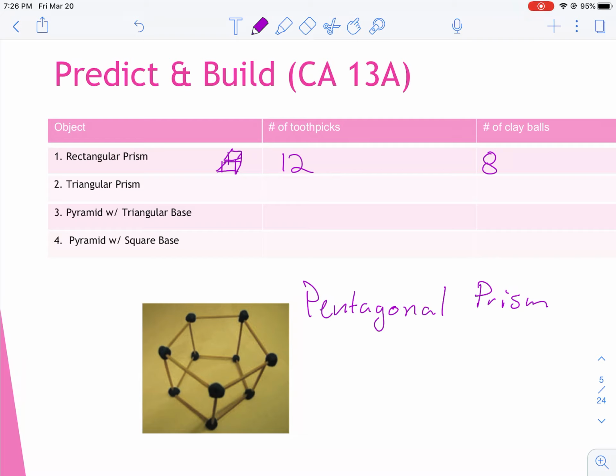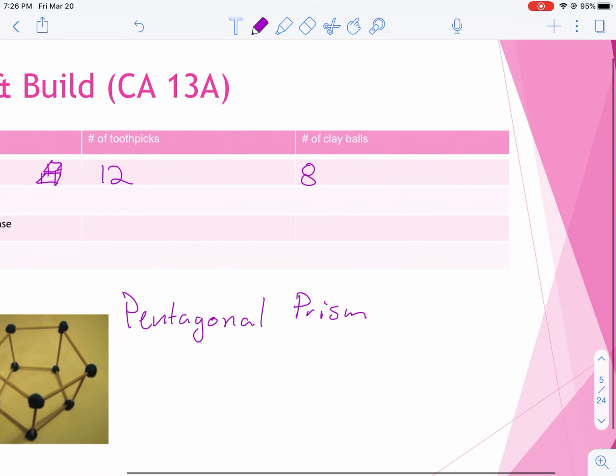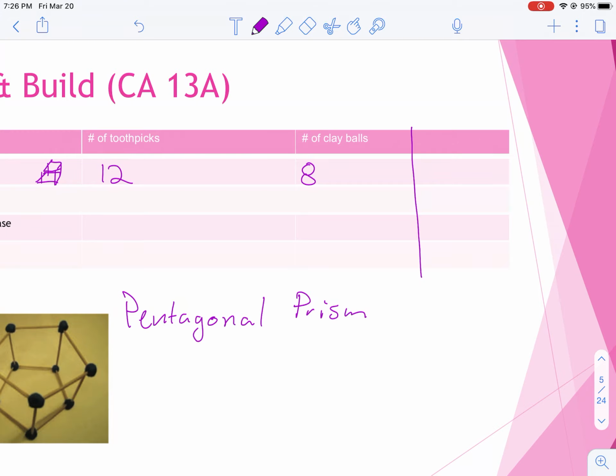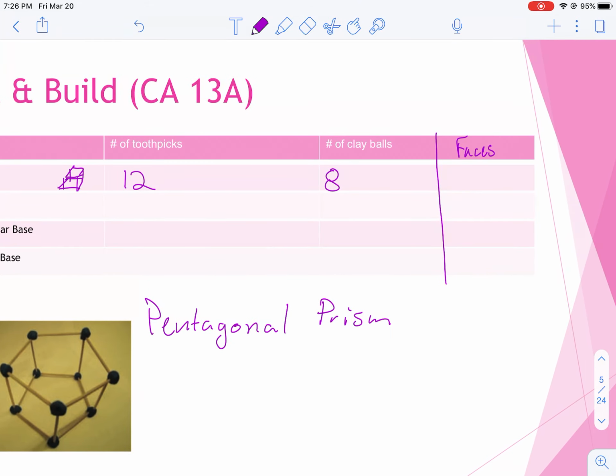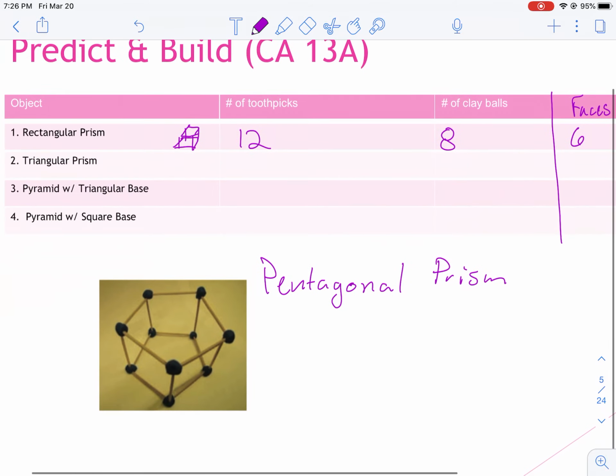Now, if you read in the class activity 13A, it says you can actually take some soapy water, and dip these polyhedra in there, and it'll actually kind of make a soapy face. And so that's actually another category I'm going to add. How many faces would be on this rectangular prism? I'm seeing 1 on top, 1 on bottom, and then 4 around the edges. So that would be a total of 6. 2 and 4 is 6.